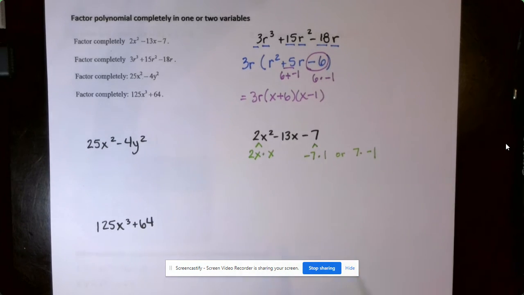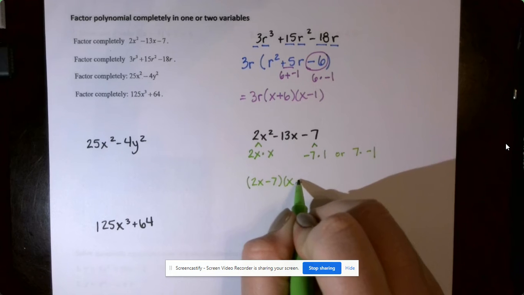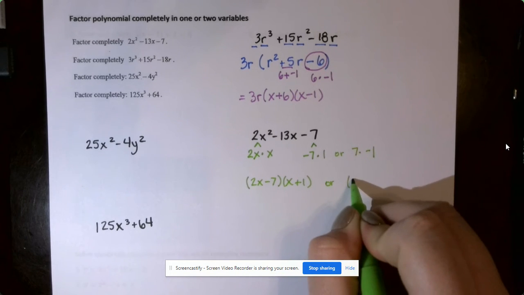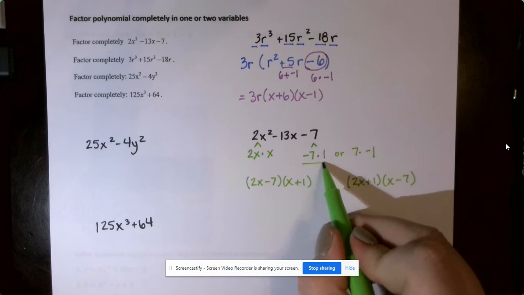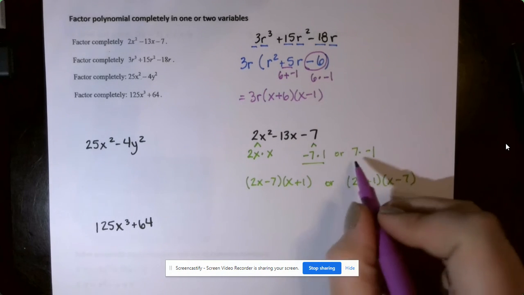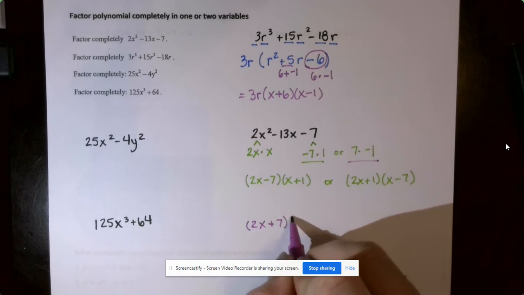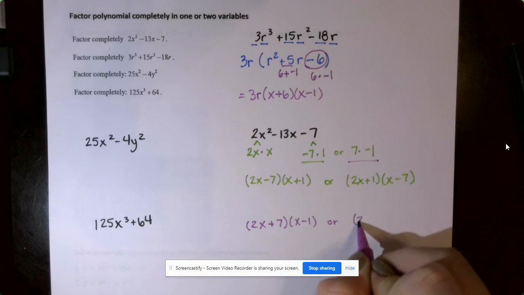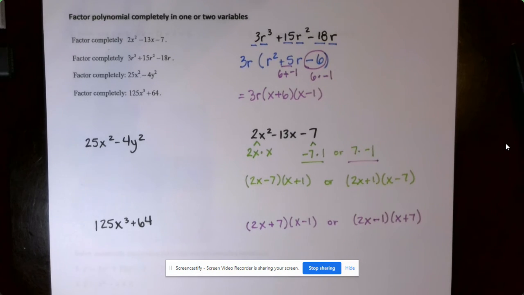So you've got some combinations that you need to try out. Either you're going to have a 2x minus 7, x plus 1, or you're going to have a 2x plus 1 and an x minus 7. And that's just using this first set of factors here. You can also use the second set of factors here. So it could be 2x plus 7, x minus 1, or 2x minus 1, x plus 7. One of these is going to get you back the original that you've gotten here, and so what you need to do is just check.